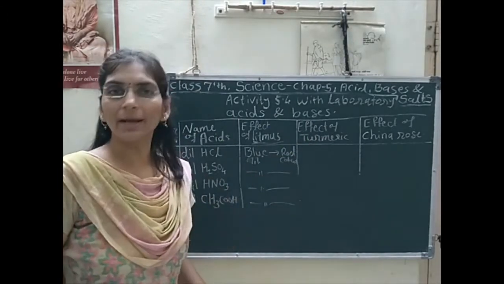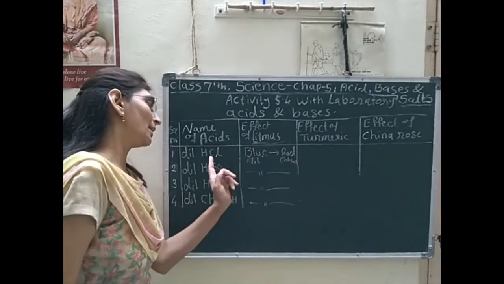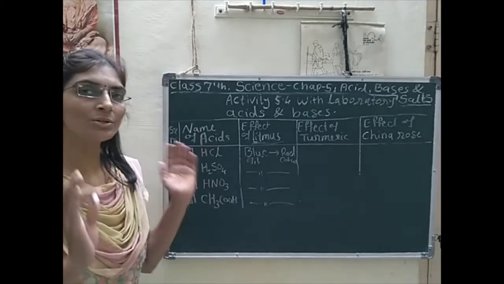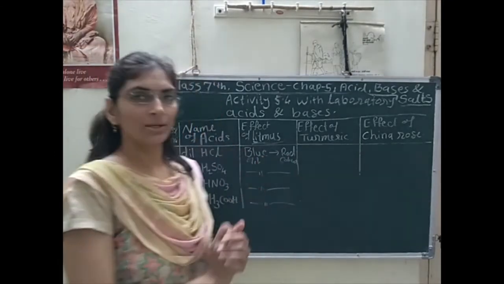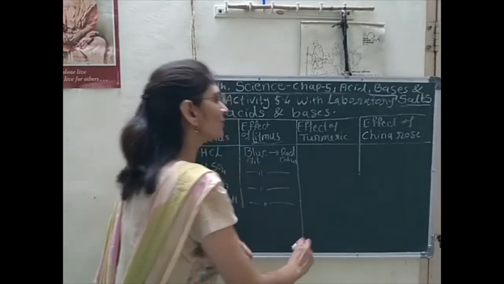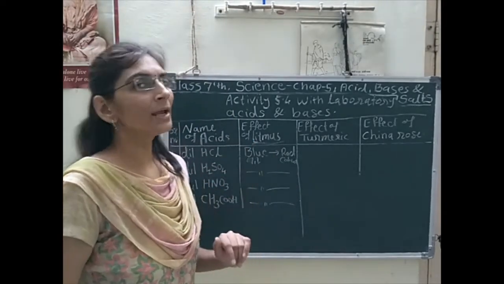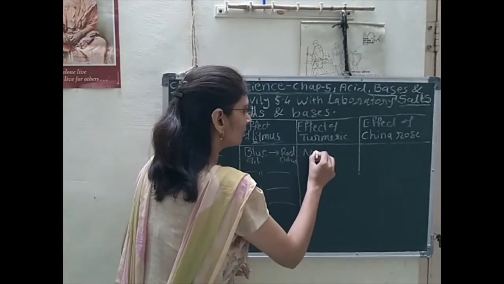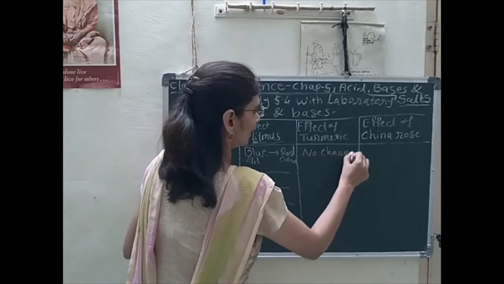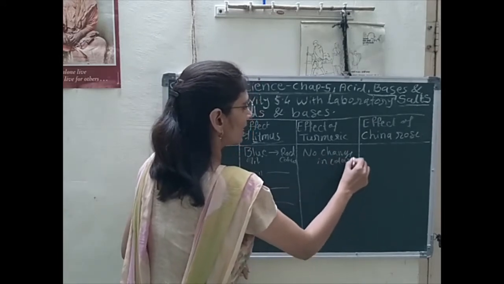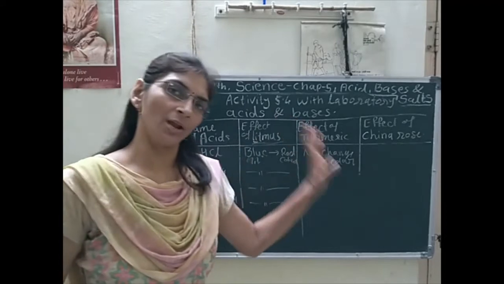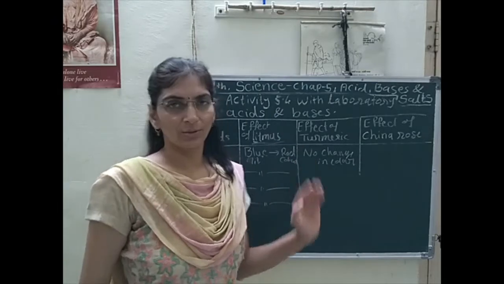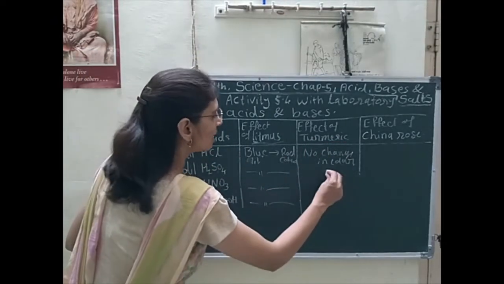Here we have to use the turmeric indicator. When we react the acids with the turmeric indicator, what will happen? There will be no change in color. There is no reaction between the acid and the turmeric indicator, so there will be no change in color. The turmeric indicator is initially yellow in color and it will remain yellow as it is. This will be the same for all acids.